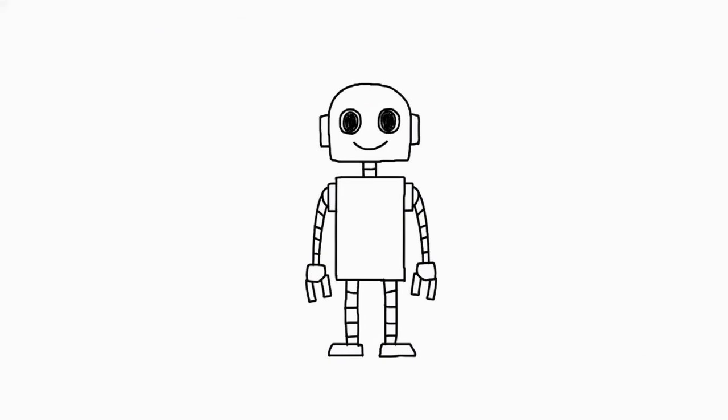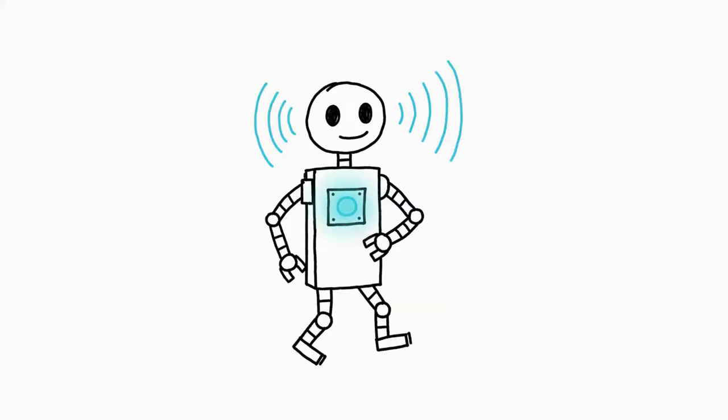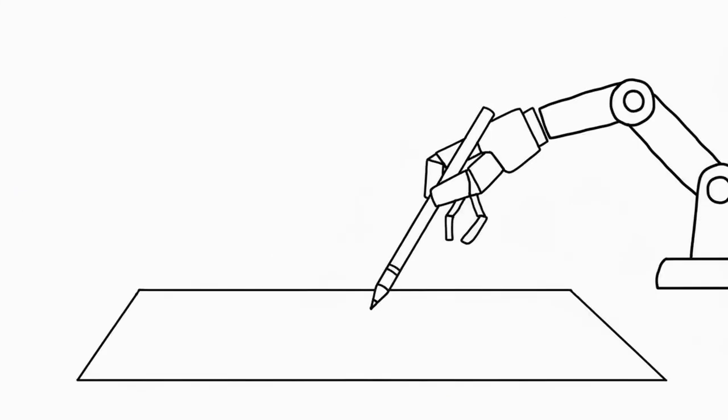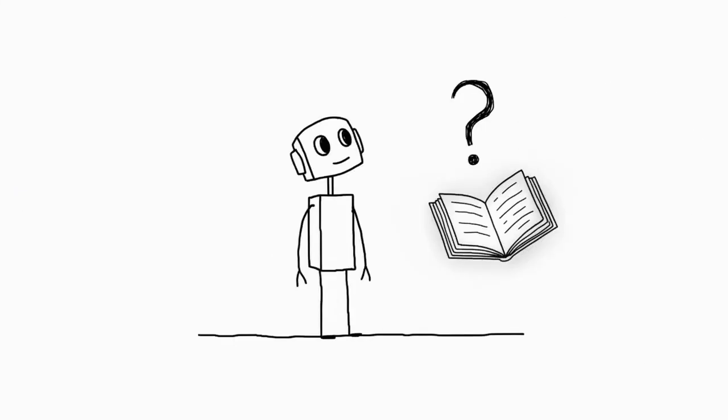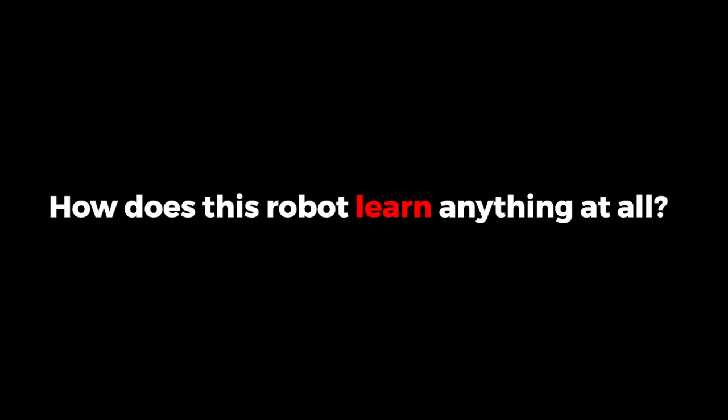Imagine you have a robot friend. This robot can talk. It can answer questions. It can even draw pictures. But here is the big question. How does this robot learn anything at all?